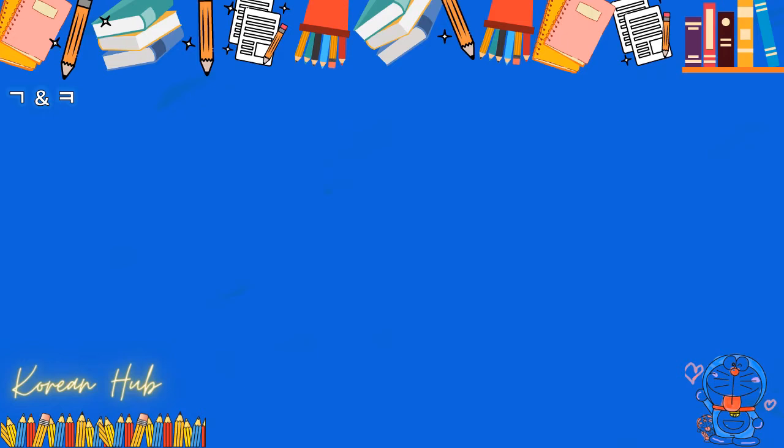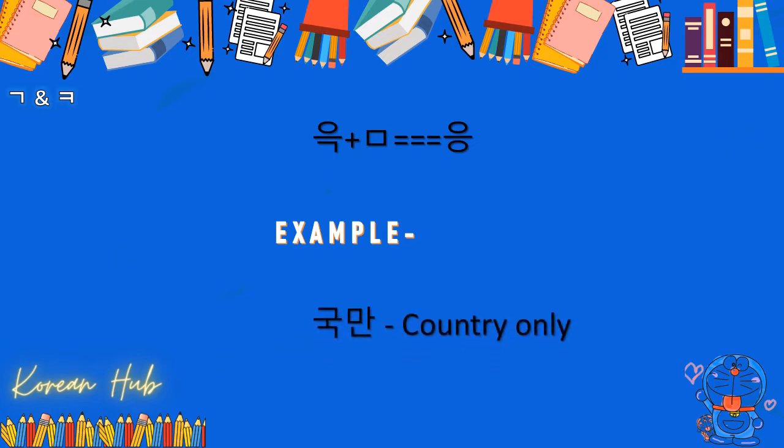When Giyok consonant from the last place of the first character combines with Mium consonant from the first place of the next character, then the combination too produces ung sound. For example, 국만.